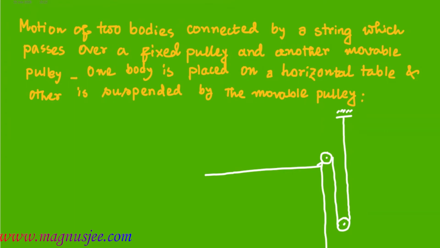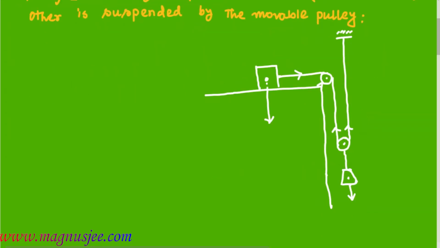Two bodies are connected by a string which passes over a fixed pulley and another movable pulley. One body is placed on a horizontal table and the other is suspended by the movable pulley. So this is the diagram here. P1 is the movable pulley.